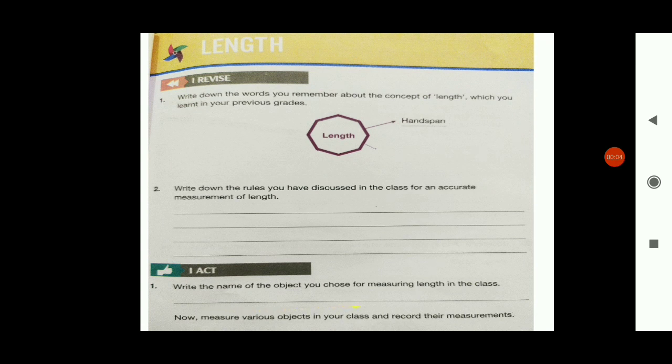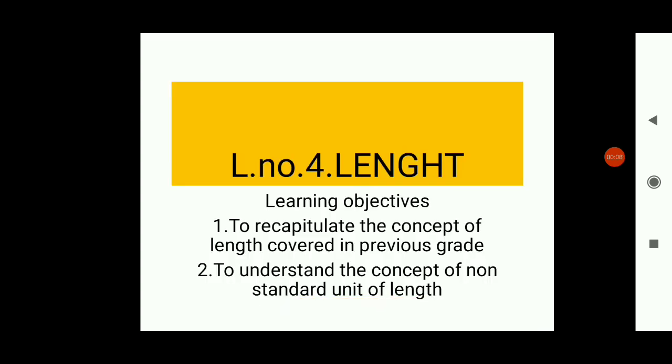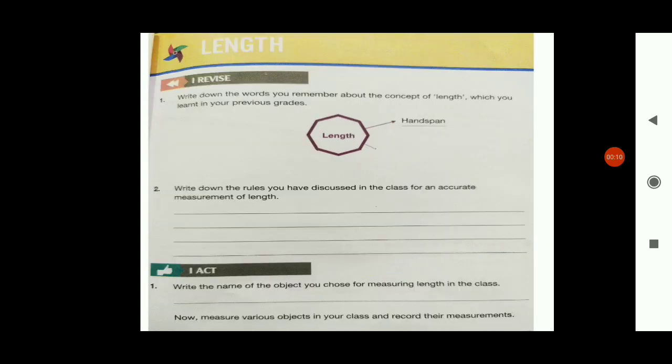Write the name of the object you choose for measuring length in the class. I use here a pencil for the measurement. Then write down pencil. Now measure the various objects in your class and record their measurement. Just now I have measured the laptop, textbook and long book. Write their measurement.